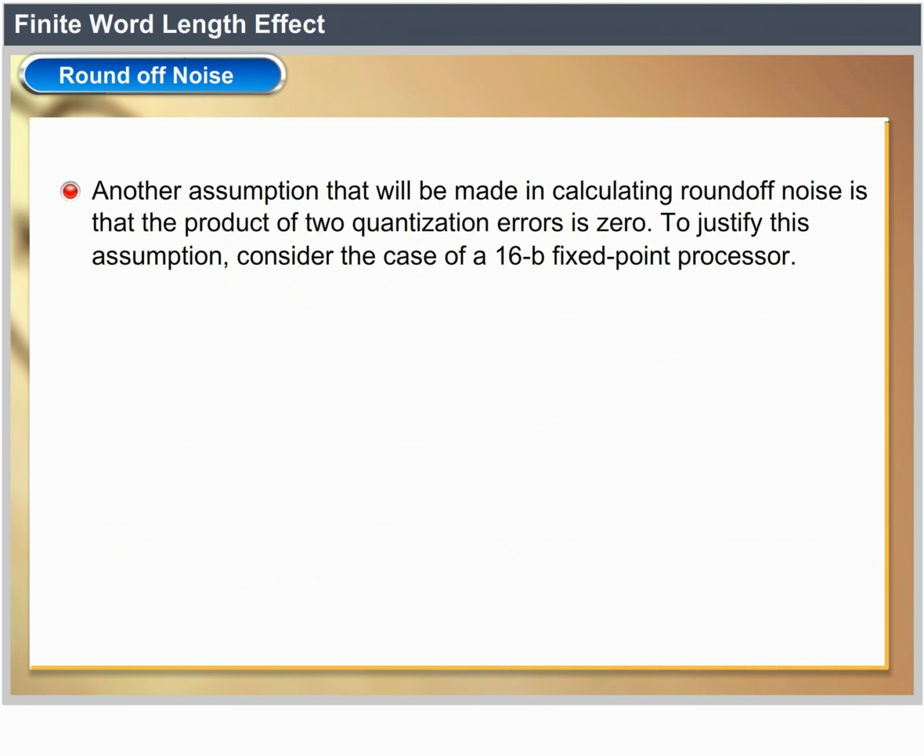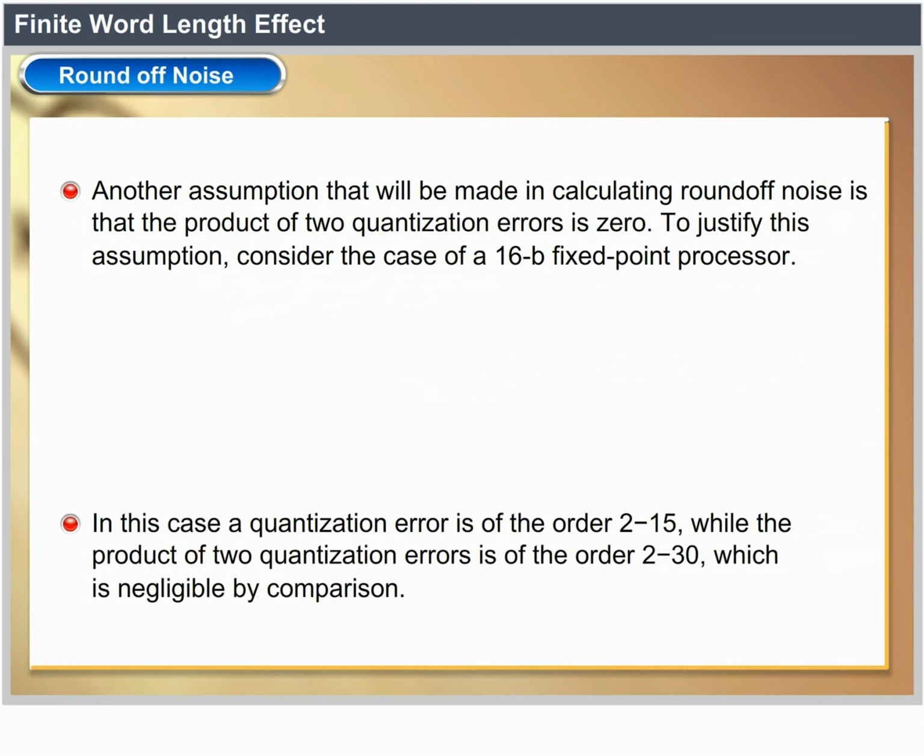Another assumption that will be made in calculating round off noise is that the product of two quantization errors is 0. To justify this assumption, consider the case of a 16 bit fixed point processor. In this case, a quantization error is of the order 2^-15, while the product of two quantization errors is of the order 2^-30, which is negligible.